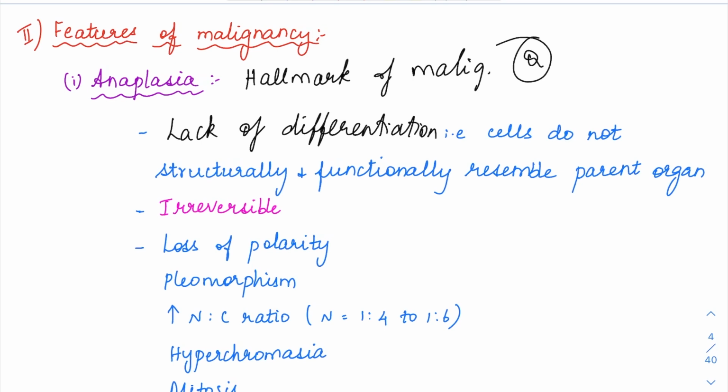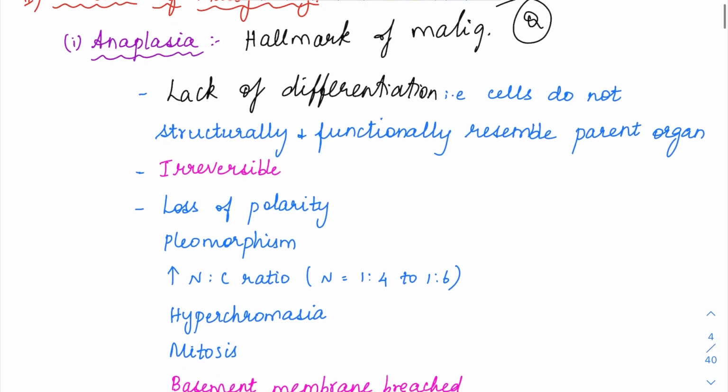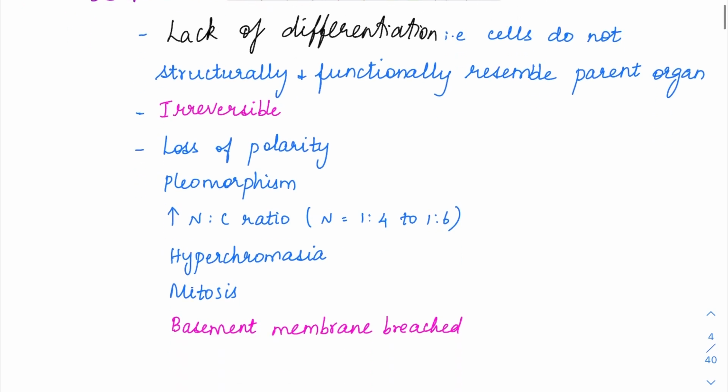So this anaplasia, lack of differentiation, is an irreversible change because it is a feature of malignancy. How does this lack of differentiation appear? Normally the cells have a polarity. Polarity is nothing but, if this is the basement membrane, the cells are arranged on a regular basis around it. This is a squamous epithelium I have drawn, with a regular arrangement. This polarity is lost and they are arranged haphazardly like this, with no orientation to each other. So loss of polarity is there.